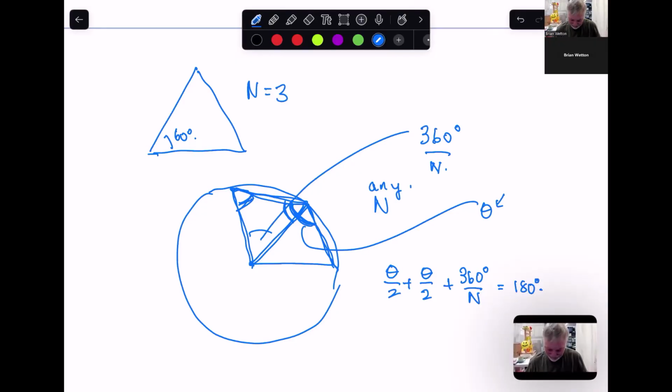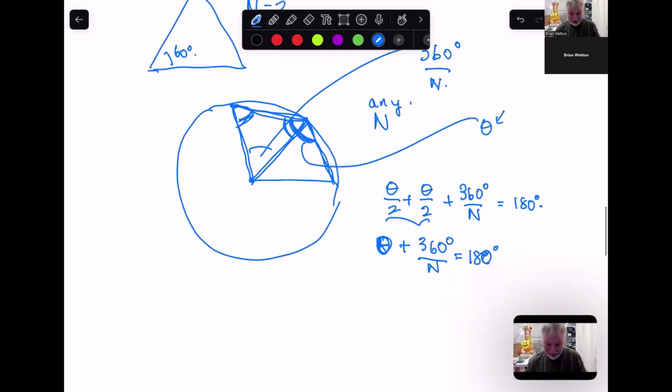Okay. So that tells me that this just gives me theta, plus 360 degrees divided by n is 180 degrees. Or I can write this, because theta is what I want. I'm going to have theta is equal to 180 degrees minus 360 degrees divided by n.